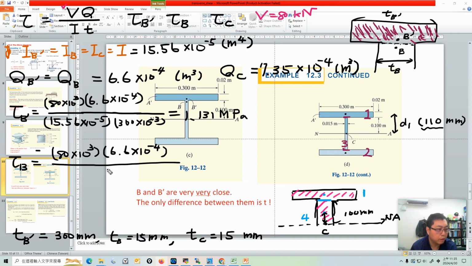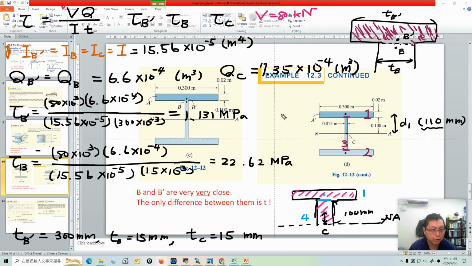The moment of inertia is on the same cross-section area. Moment of inertia on these 3 points are all the same. The only difference between B and B prime is thickness. TB is only 15 millimeter. Because it has thin thickness, that's why it takes a lot of stress. If you put it into a calculator, you will get the answer. I don't want to demonstrate the detail of this calculator stuff. It will become 22.62 megapascal. Because you have a small cross section area at B here, it takes a lot more stress.